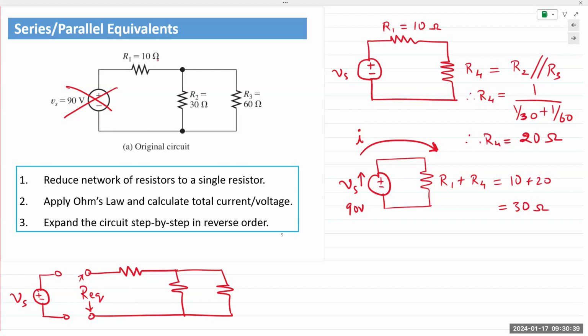Yes, go ahead. If that were a battery, it would still be the same thing, because a battery is still a source. So anything that supplies voltage, anything that supplies current is a source, and a source will always have current going from minus to plus.